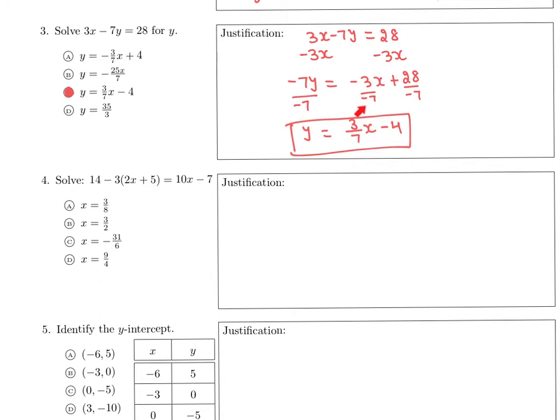Divide by negative 7 on both sides. You get y equals, negative negative cancel, 3 over 7x minus 4. And you're going to divide the 28 by negative 7. That's going to be negative 4.